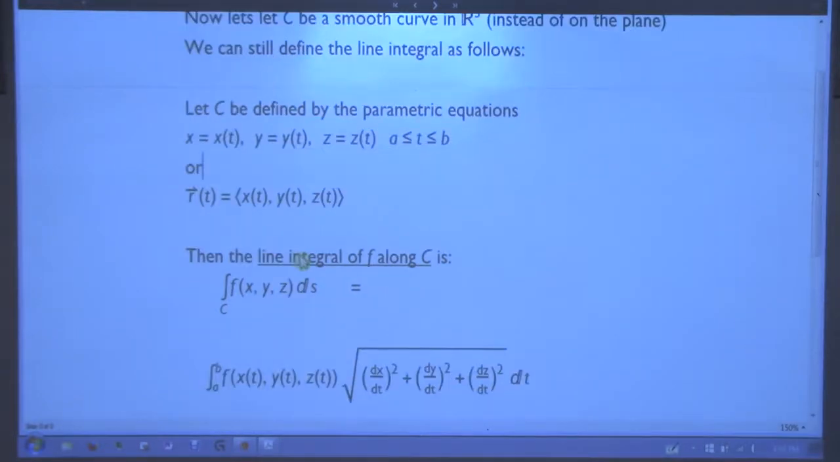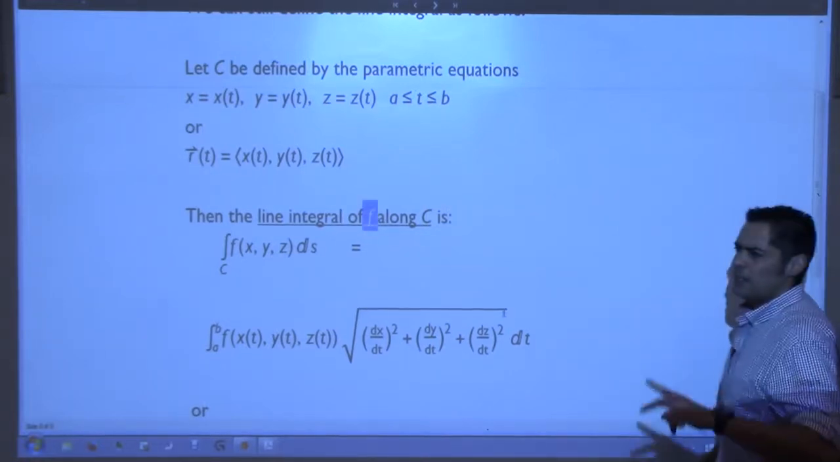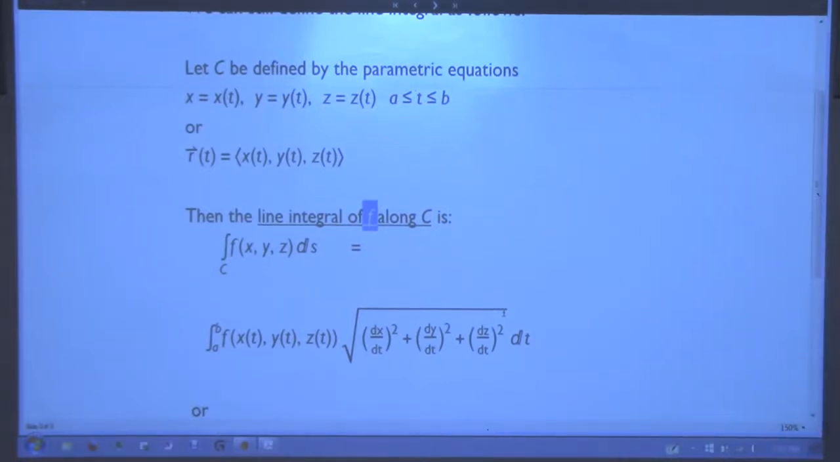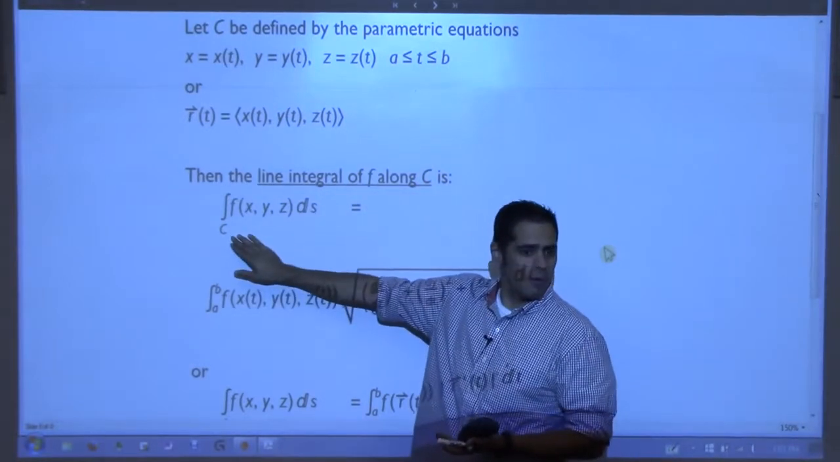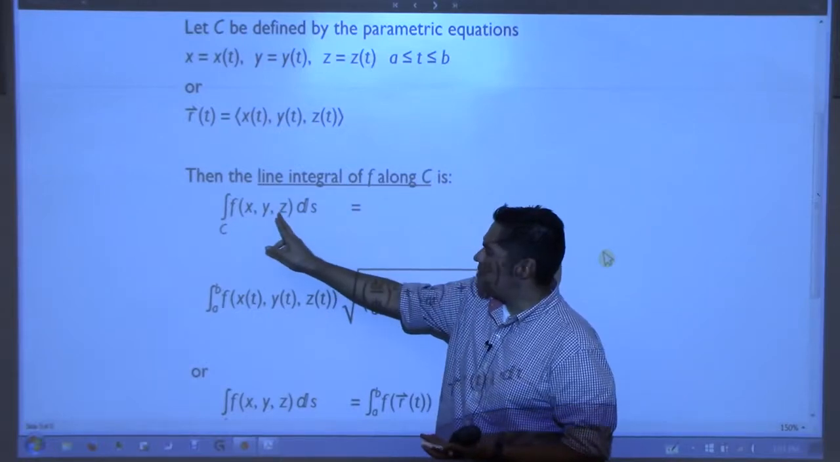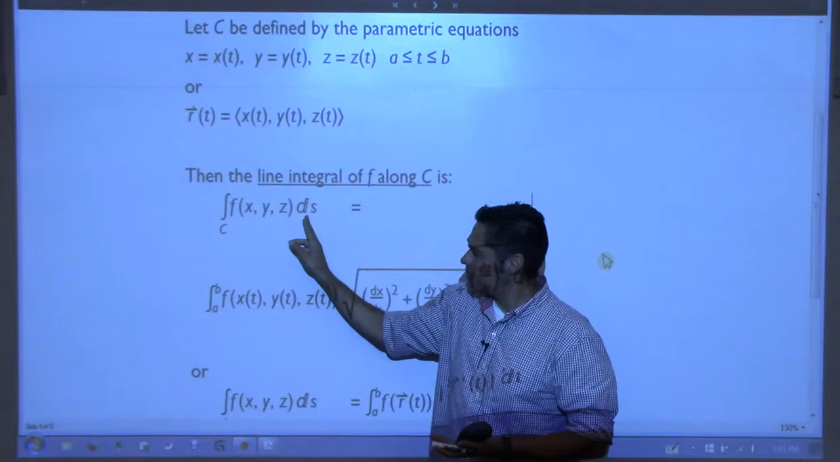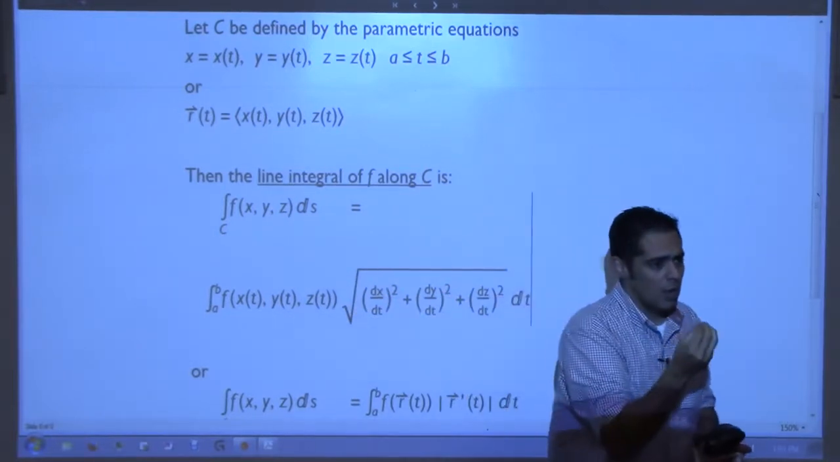Then the line integral of the function f, what type of function is this f? We said scalar, right? We call it a scalar function. So the line integral of the scalar function f along C is given by this equation. Now that's the notation for it. That notation is exactly what we did last time. The only difference is the z in here. ds still represents the what? Arc length. That ds is the representation of the arc length.